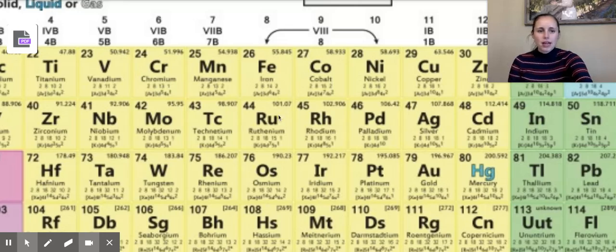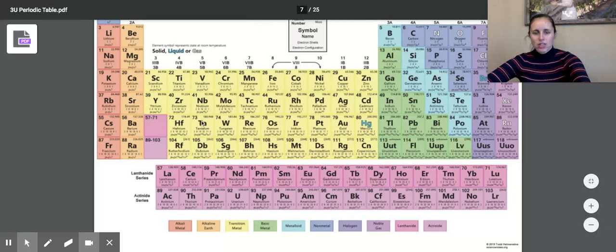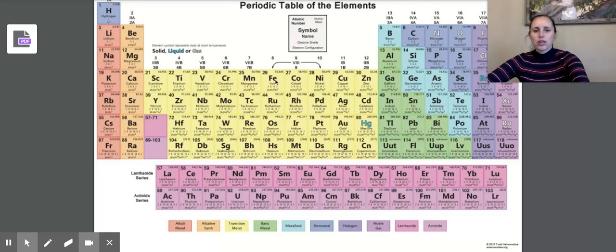So on some periodic tables, if you've got your paper copy in front of you right now, you're going to see on the periodic table for these transition metals, right underneath the name, you're going to see multiple charges listed. So if you look under, for example, iron, you're going to see multiple numbers listed. That means that it's a transition metal. That means it has variable valency.